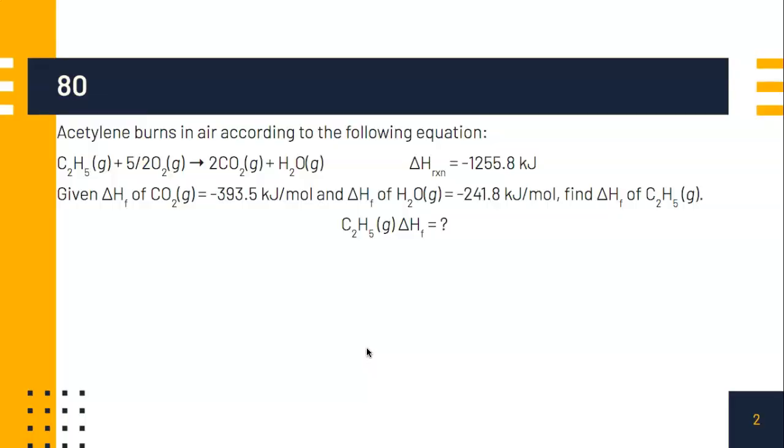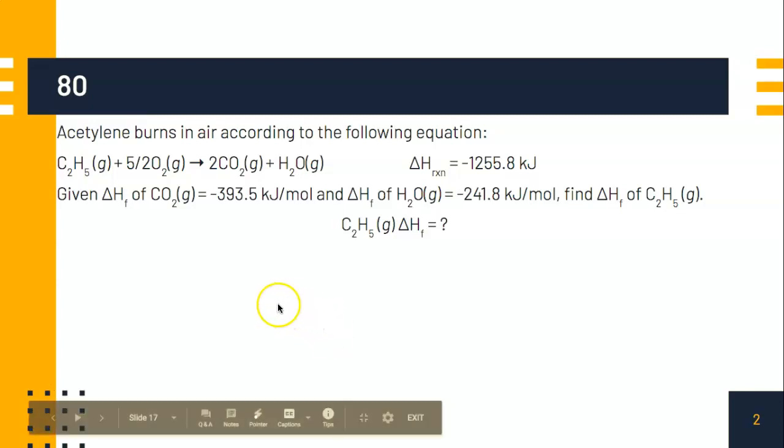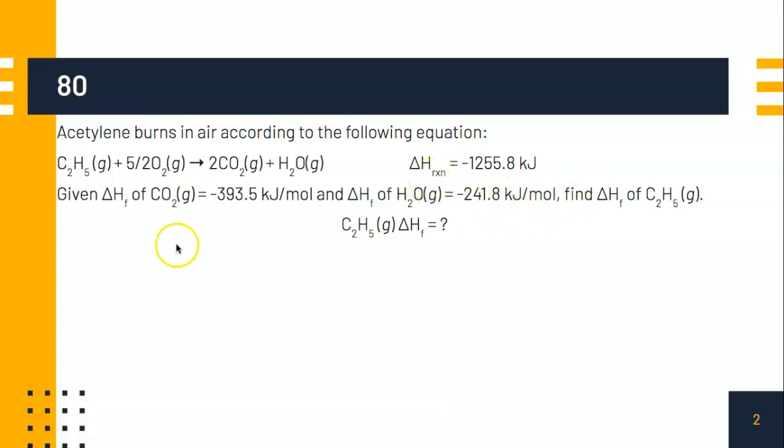We're going to do number 80, which reads, as acetylene burns in air according to the following equation: acetylene gas plus 5/2 diatomic oxygen gas yields 2 carbon dioxide gases plus 1 water vapor, because water is the gas. The heat of reaction for that is negative 1255.8 kilojoules.